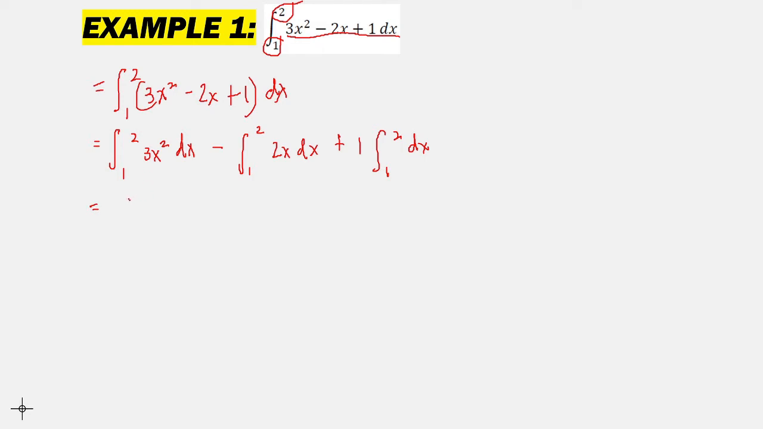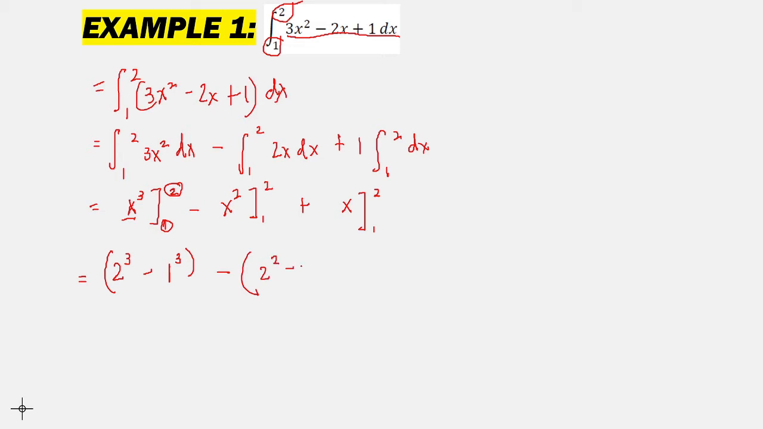So that's 3x cubed over 3, right? So that's x cubed from 1 to 2, minus 2x squared over 2, or x squared from 1 to 2, or you can have this one as x from 1 to 2. So therefore, solving the limits from 1 to 2 is higher minus lower. So x approaches 2, so 2 cubed minus 1 cubed, that's higher minus lower, minus 2 squared minus 1 squared.